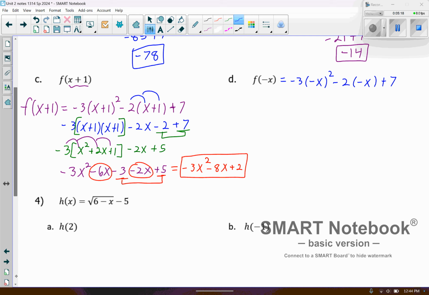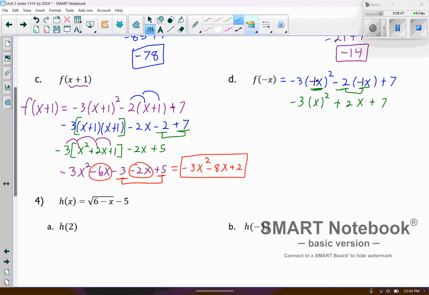All right, so then we saw this earlier. Basically, that negative in front of the x is kind of like a negative 1 times x. So when I square this, this actually will turn into negative 3 times just a positive x squared. And then right here, a negative times a negative, that'll become a plus 2x. And then we have our plus 7 right there.